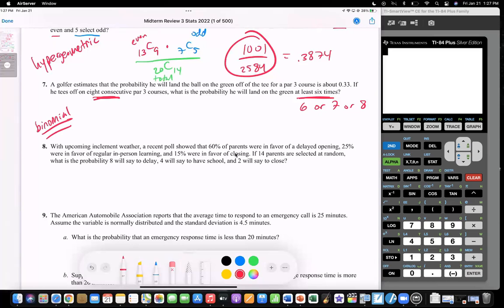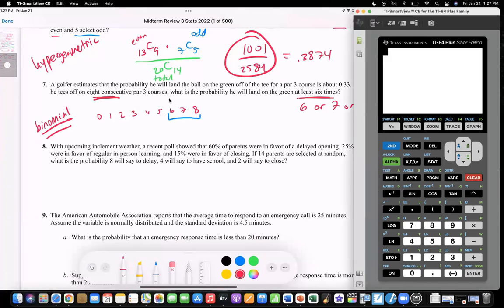Okay, so at least 6. If I look at my distribution, if he's doing 8 courses, he could land 0 times, 1 time, 2 times, 3, 4, 5, 6, 7. Those are all my possibilities for how many times he lands on the green. Okay, so at least 6 means we're looking for this. You're perfectly fine to do each of these individually and add them up.